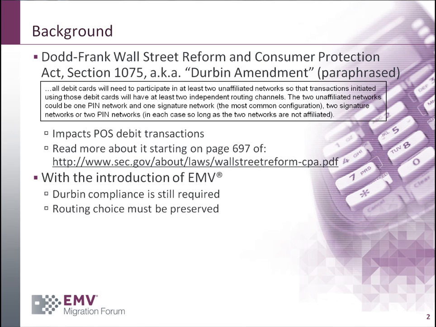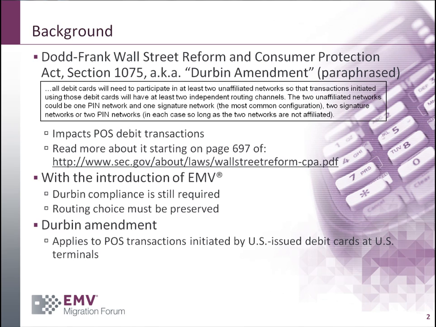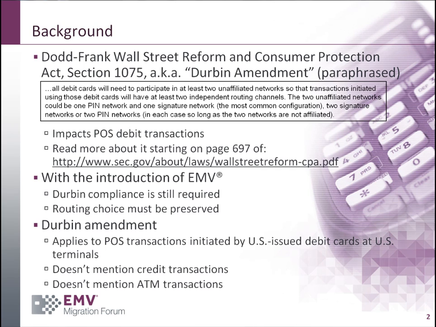It's important to remember that the Durbin Amendment applies to transactions initiated by U.S.-issued cards at U.S. terminals. And the Durbin Amendment does not mention credit transactions or ATM transactions. However, as we will see throughout this presentation, both POS and ATM terminal owners have some changes to make in order to facilitate a choice between two unaffiliated networks when routing EMV debit transactions. In this presentation, we will focus on debit transactions and what changes with the introduction of EMV.